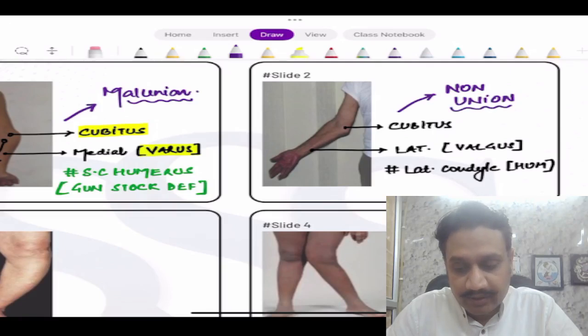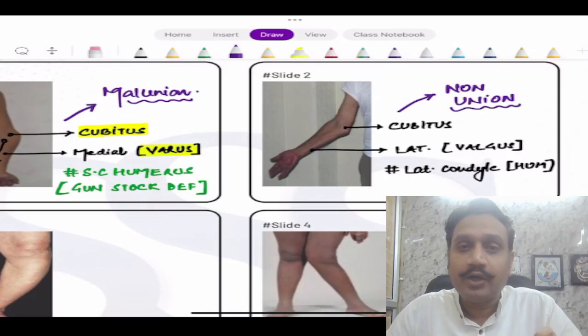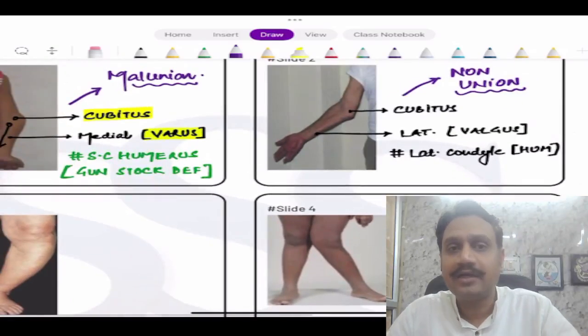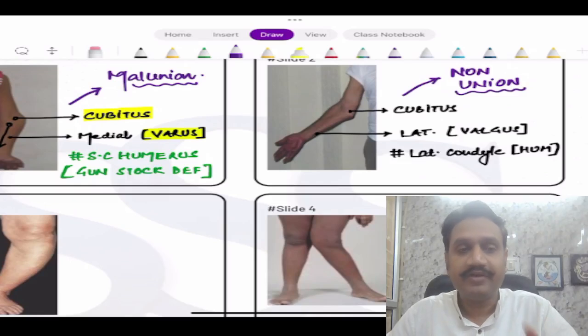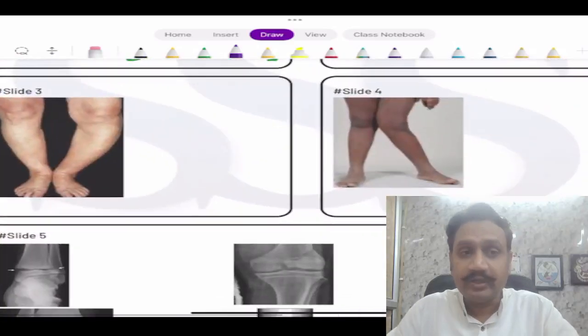So malunion and non-union. Please remember that. Malunion: supracondylar; non-union: lateral condyle. Do remember this. Very, very important images, very important topics for your exams. All right. Very good. Let's come on to the third one.